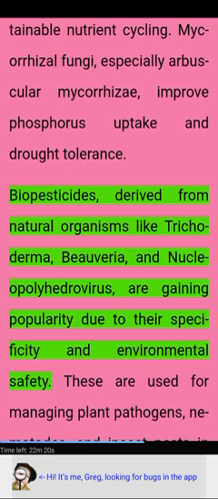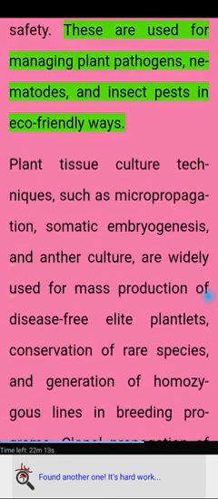Biopesticides, derived from natural organisms like Trichoderma, Beauveria, and nucleopolyhedrovirus, are gaining popularity due to their specificity and environmental safety. These are used for managing plant pathogens, nematodes, and insect pests in eco-friendly ways.